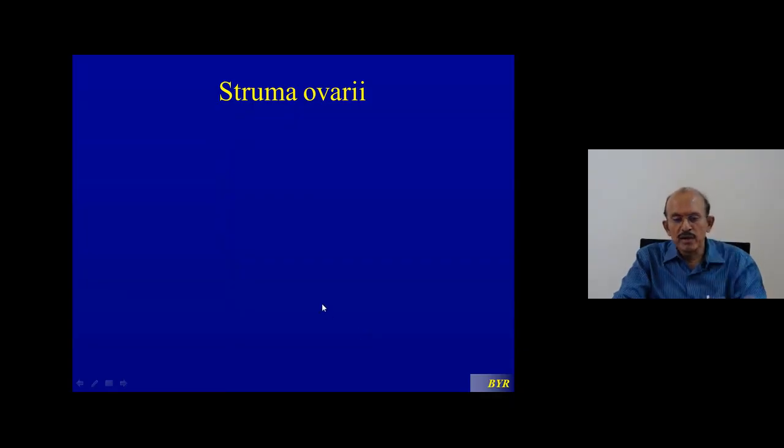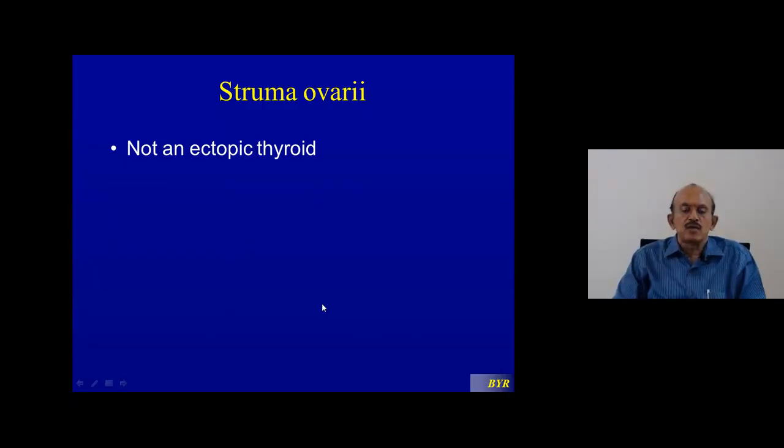Then struma ovarii. It is also not an ectopic thyroid. Struma ovarii. What is the meaning? What is the meaning of struma? Struma is the name of a river. The river flows in Bulgaria.